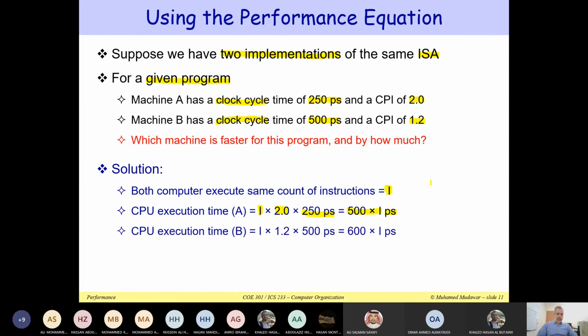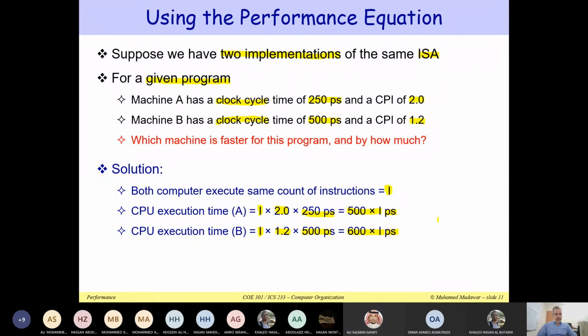If you repeat for CPU execution time on B, you get I, the same I, instruction count, multiplied by 1.2, multiplied by 500 picoseconds. This will give you 600 times I picoseconds. By just looking at these numbers, I is the same instruction count, because you are executing exactly the same program, exactly the same instructions. Now, which one do you think is better, A or B?